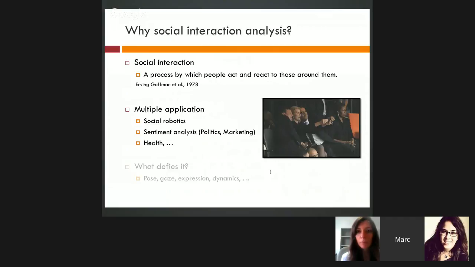This list can grow. As I explained before in my previous presentation, there are multiple factors that can define social interaction. The most important ones are actually the pose of the people, their orientation, the direction they look towards, the expression of their face, their dynamics, and so on. But it's mostly about the people.